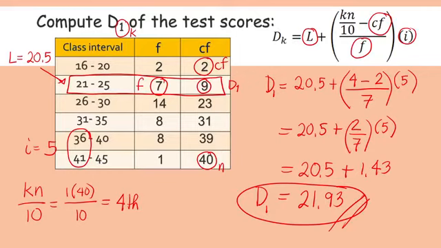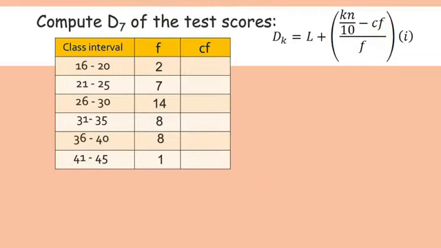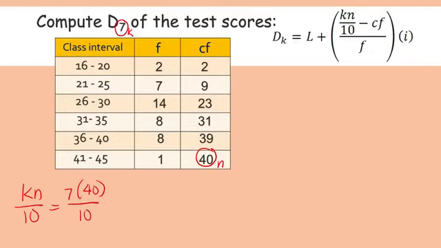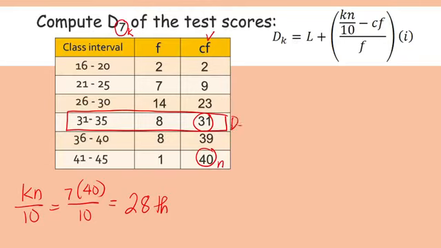Now let's proceed to another example, the same data set. You have there 2, 9, 23, 31, 39, and 40, the values of the CF. The value of K is now 7. The value of N is 40. So using Kn over 10, you'll have 7 times 40 divided by 10. You will get 28. What is the first number in the CF column that is greater than 28? 31. So this will be the location of the 7th decile.